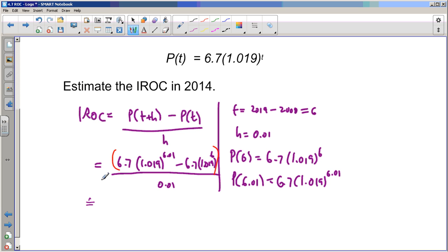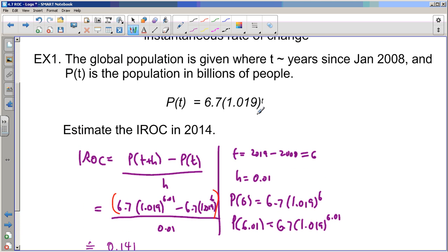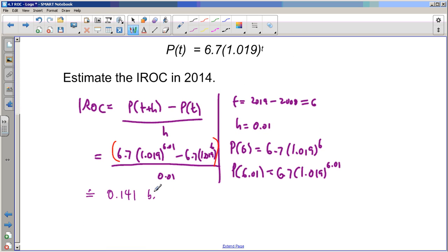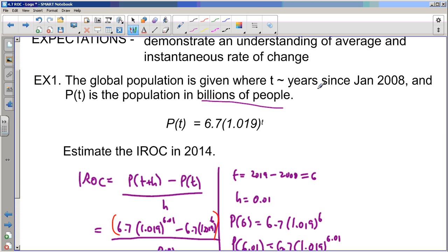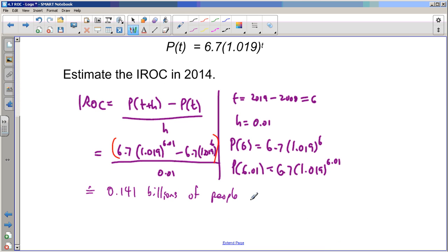Where's my, I had this along here somewhere. Where was it? It was 0.141. What are the units here? 0.141. Well, this value is in billions of people, right? Billions of people per, well, what's the T change here? The T change was years. So billions of people per year.